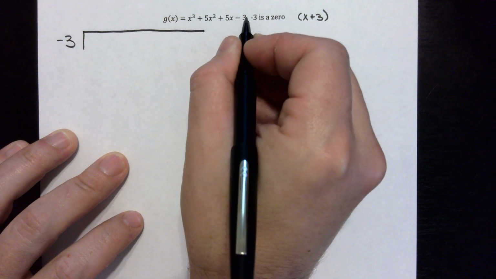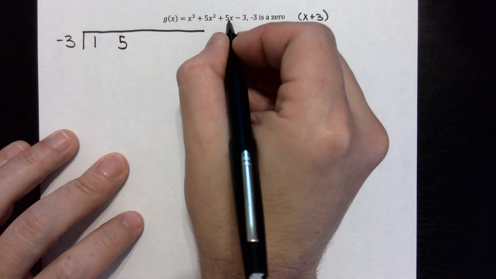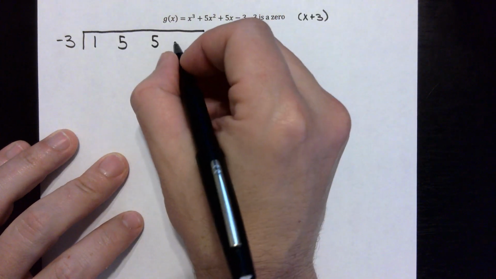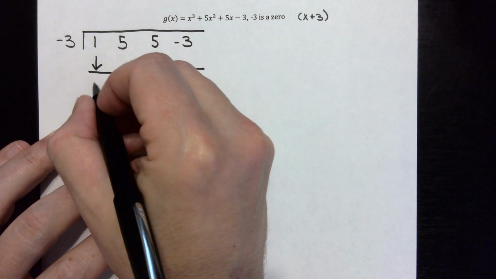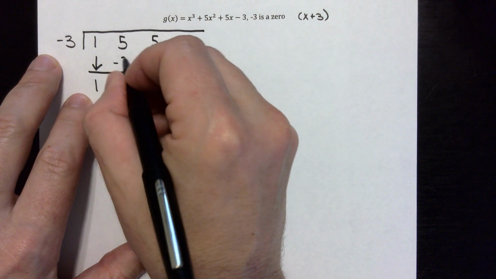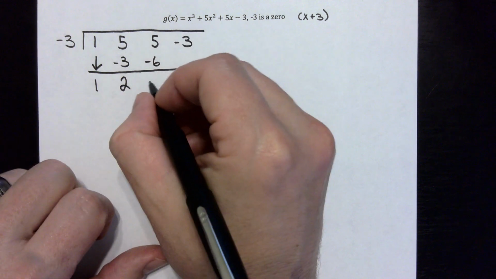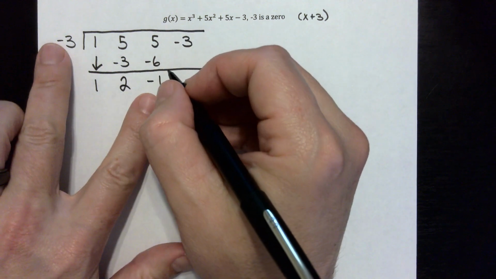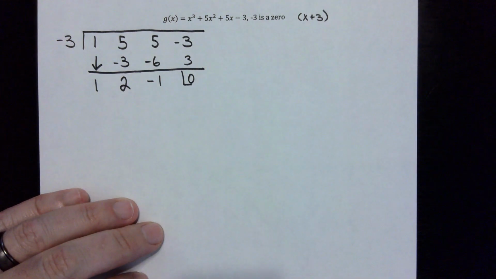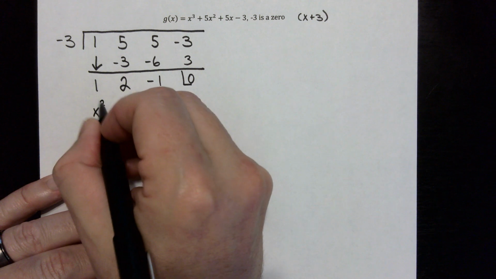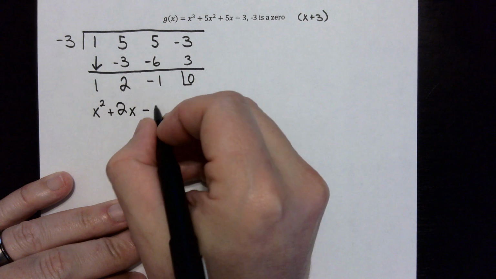X cubed, x squared, x, and a number. There's no terms missing. So 1, 5, 5, negative 3. Okay, drop down your first term. Multiply, you get negative 3. Add, you get 2. Multiply, you get negative 6. Add, you get negative 1. Multiply, you get 3. And add, you get 0 as expected. Okay, so our new quadratic is x squared, or just x squared, plus 2x minus 1.